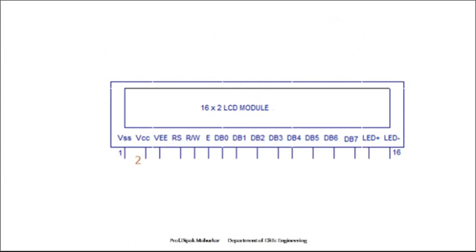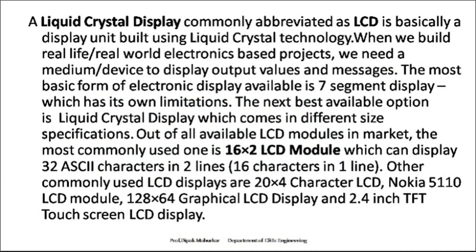Then we can see the LCD module. This is a 16 by 2 LCD module. LCD stands for liquid crystal display. In total there are 16 pins, so that's why it's a 16 by 2 module. Now see the details. A liquid crystal display, commonly abbreviated LCD, is basically a display unit built using liquid crystal technology.